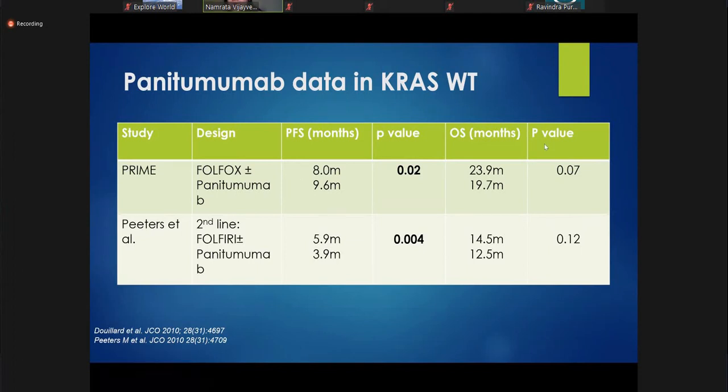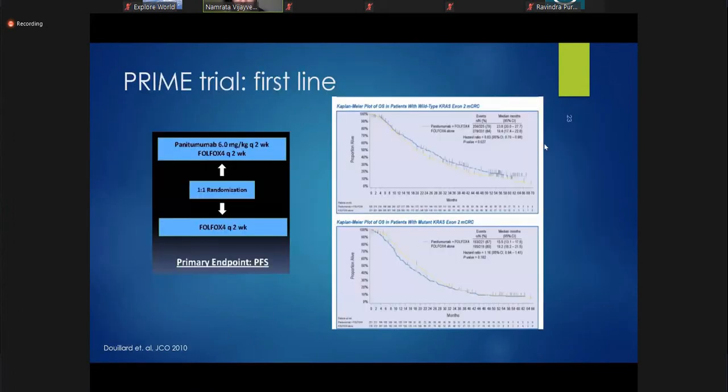But the PRIME study was FOLFOX and panitumumab in the frontline setting. This was a simple one-to-one randomization of patients getting FOLFOX alone or FOLFOX plus panitumumab given every 2 weeks. The study had about 320 in each arm, sorry.